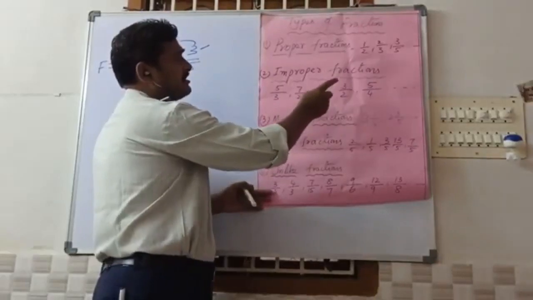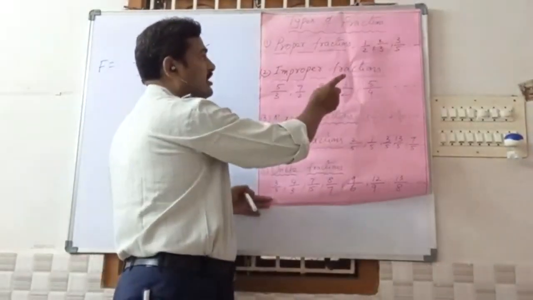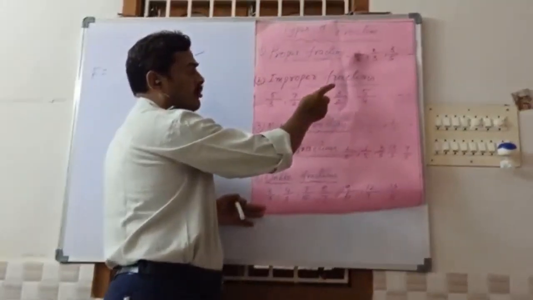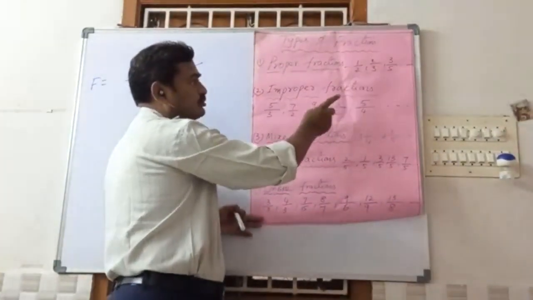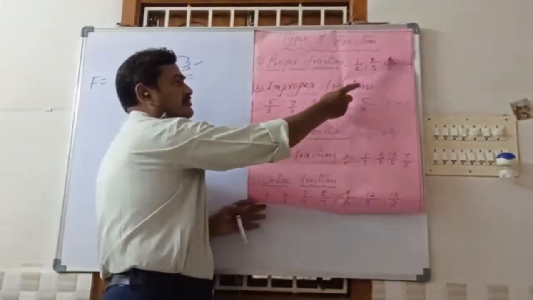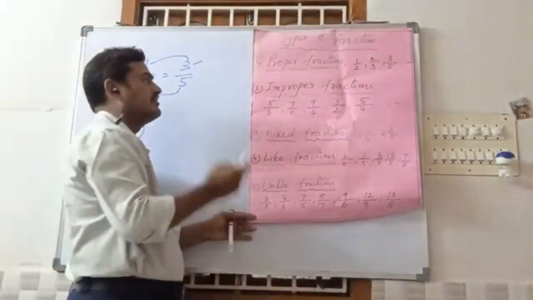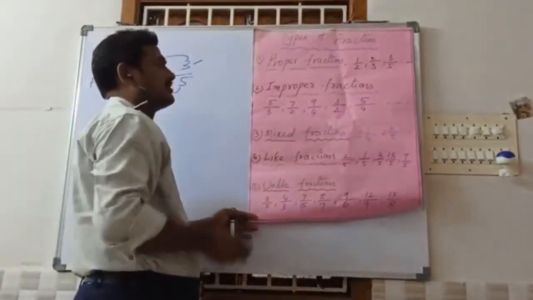A proper fraction means the numerator is less and the denominator is big. For example, 2 by 3. 2 is small, 3 is big. 3 by 5. 3 the numerator is small and the denominator is big. Like this we can explain a proper fraction.